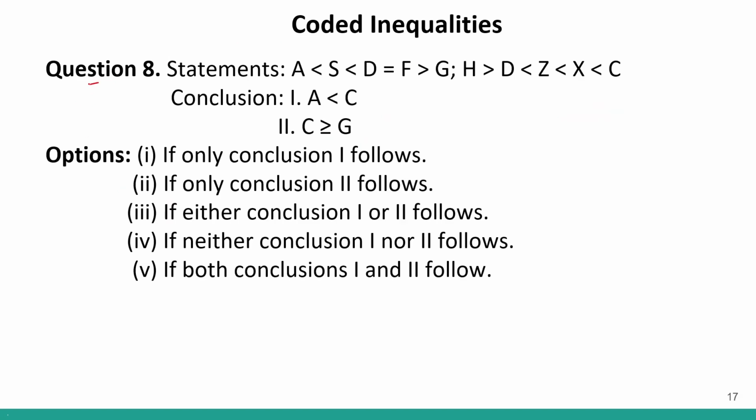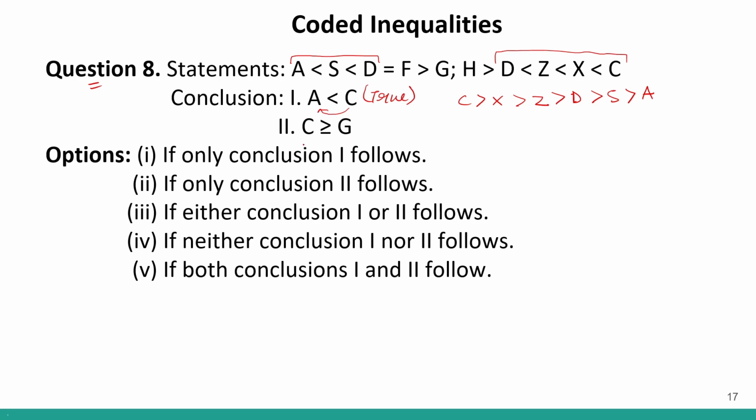Now, coming to question number 8, again a statement is given to us, conclusions are given to us, and we have to identify which of these conclusions follow. So first conclusion is C is greater than A. So we will move from C to A. Over here, I can see that C has a relationship with D and D has a relationship with A. So I can see that C is greater than X, which is greater than Z, which is greater than D, and D is greater than S and S is greater than A. Correct? So I can clearly see that C is greater than A. So this is true.